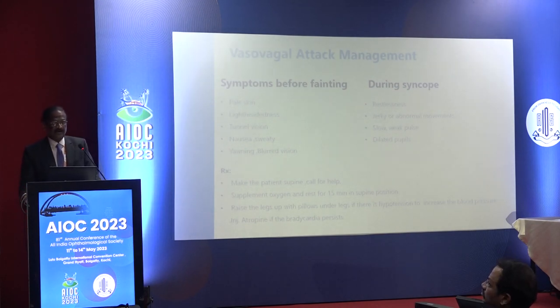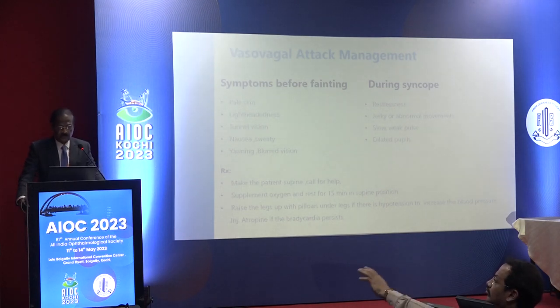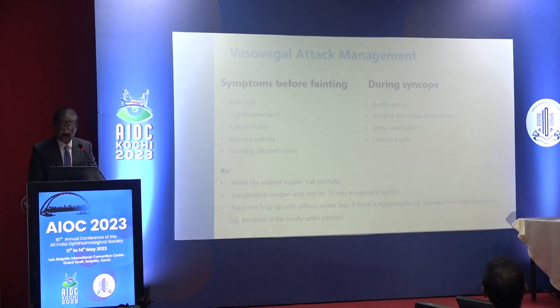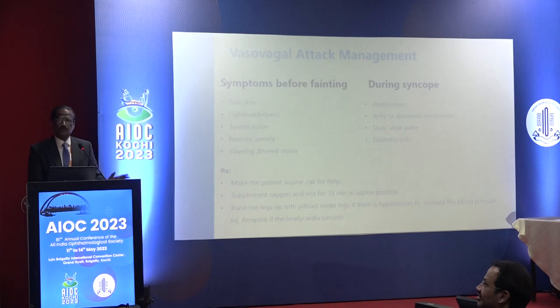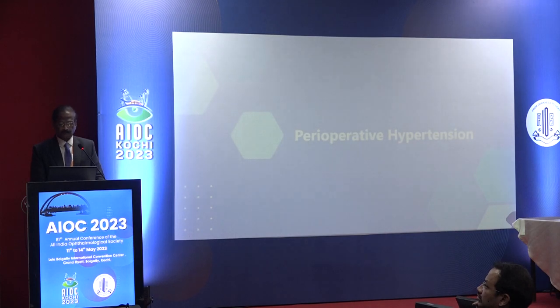Vasovagal attack is one of the emergencies we come across. This is normally with the strabismus squint surgeons whenever they are doing some surgery. Not only with that, with other procedures also, we will have this vasovagal attack. And whenever you have that, the first thing is to make the surgeon stop pulling the muscle, and later, if you want, you can try the medications, atropine and glycopyrrolate and all.